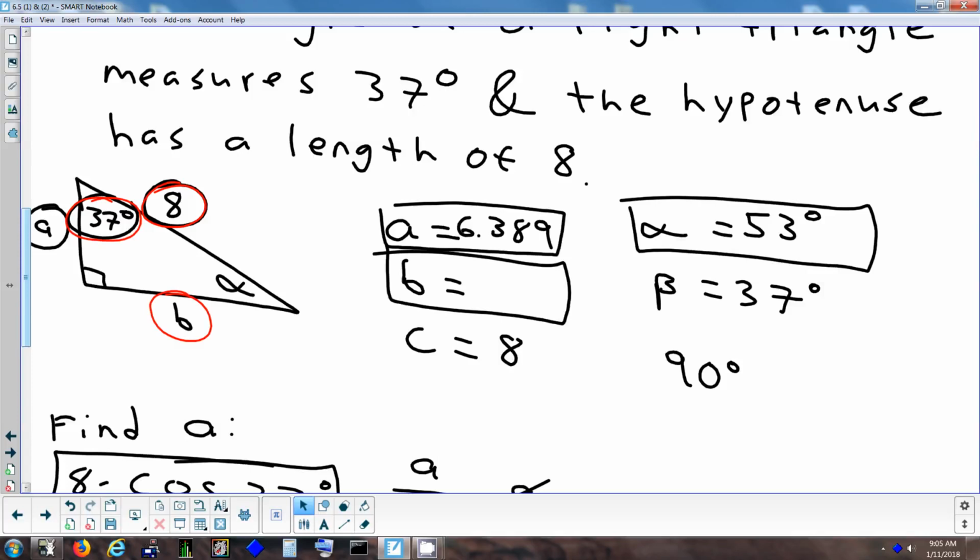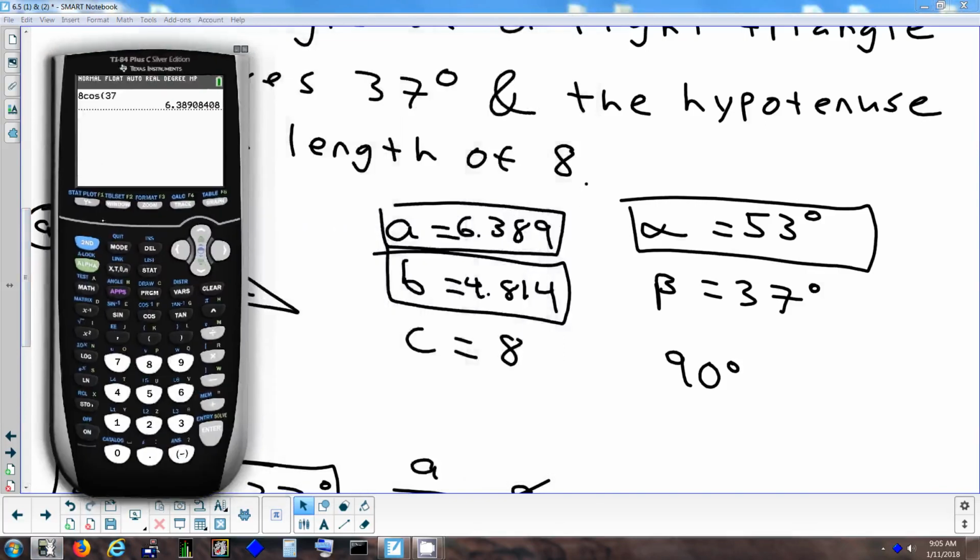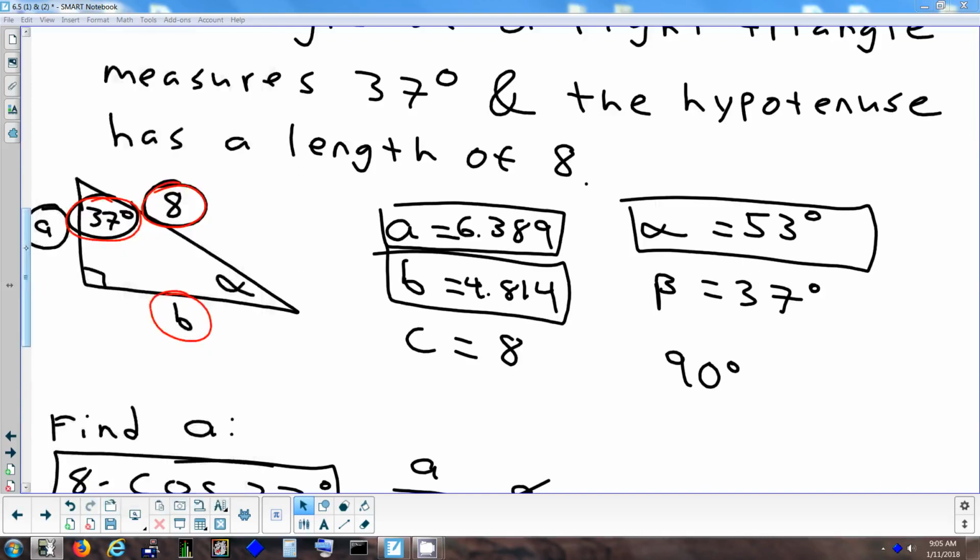Does anybody have the answer what it comes out to? Gracie? 4.814. 4.814. Now what we could do, just to check our answer, not to find it, but just to check it, take 6.389, square it, take 4.814, square it, and I get 63.99, which is basically c squared. 8 squared would be 64. Right? So the Pythagorean theorem is a good way to double check. And because that worked, I'm pretty sure we got everything right.